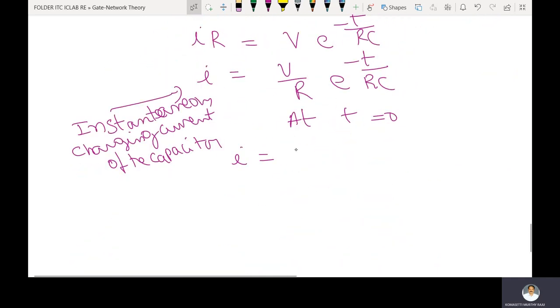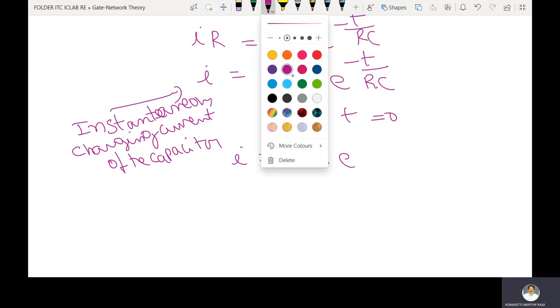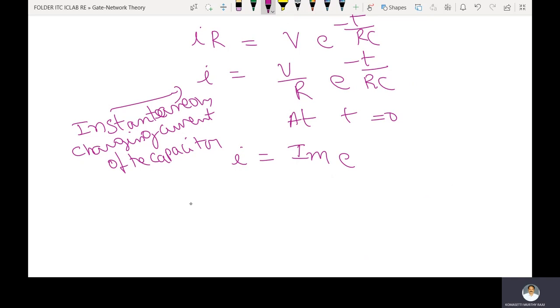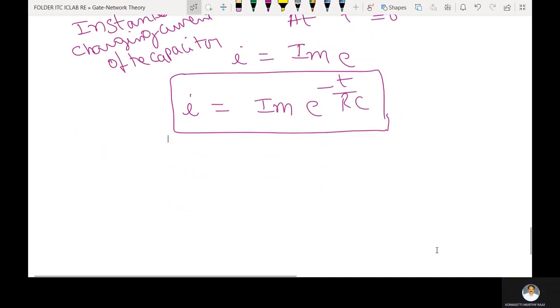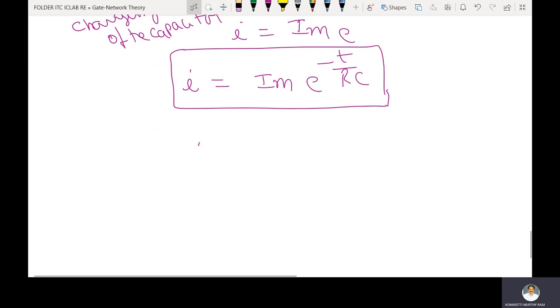Therefore, V by R is Im. I is equal to Im at t is equal to 0, the maximum current flowing through the circuit. Therefore, the instantaneous charging current of the capacitor is I is equal to Im into e power minus t by RC. This is another equation. Charging current versus time graph.